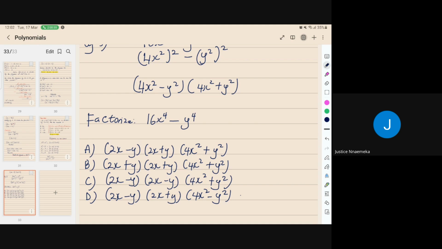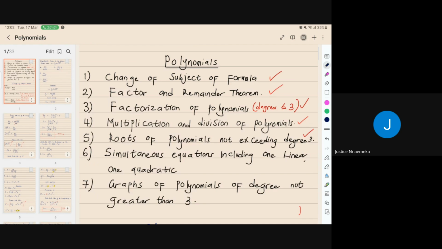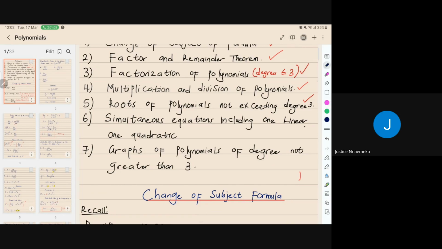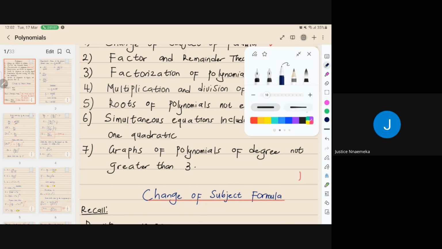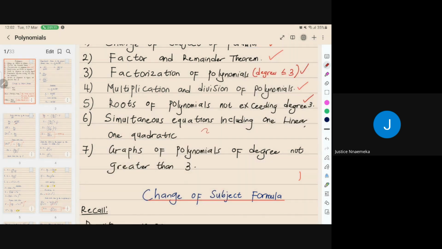All right, so all the best, guys. Remember to revise as much as you can. In the next class, I'm going to look at binary operations. I will look at these remaining two: equations, including one linear, one quadratic. I will look at the graphs of polynomials not greater than 3. We'll study the graphs, and then we'll look at binary operations. All right, so all the best.